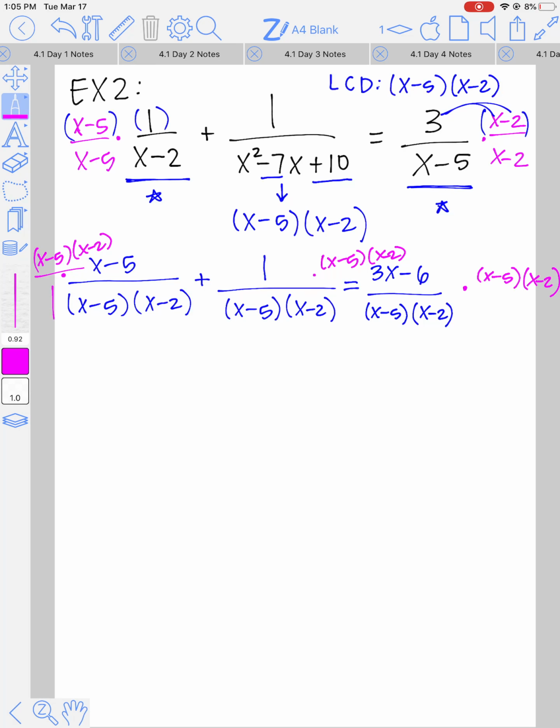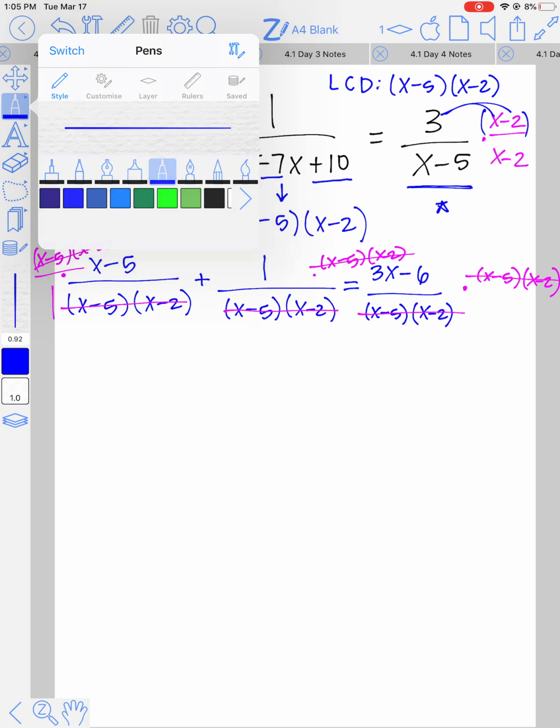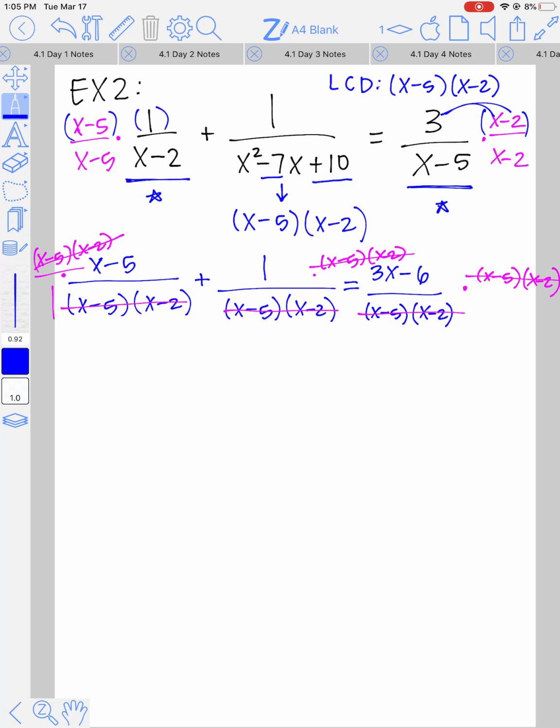Okay, again, if I do that, it's going to cancel all of the denominators out with what I multiplied by. So the only thing that I'll have left are the numerators that I had. So we'll have x minus 5 from that first rational function, plus 1 from that middle rational function, and then 3x minus 6 from the rational function on the right side of my equal sign.